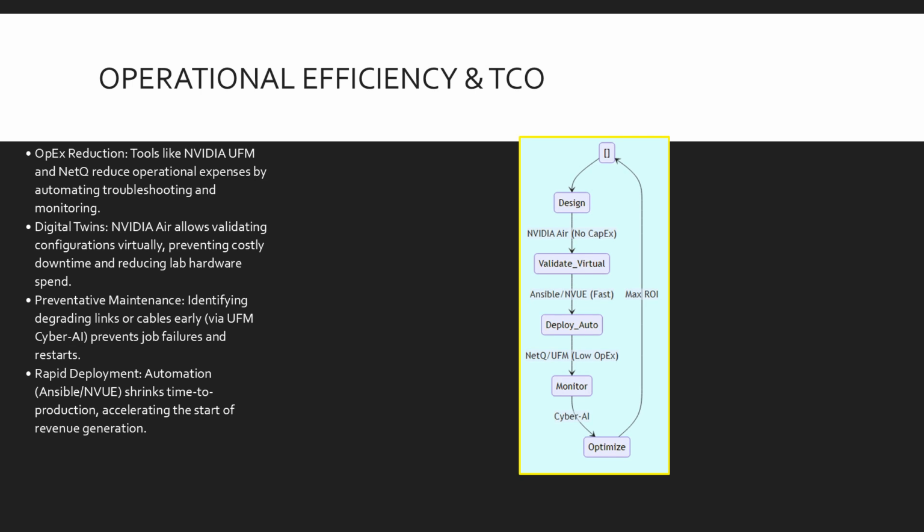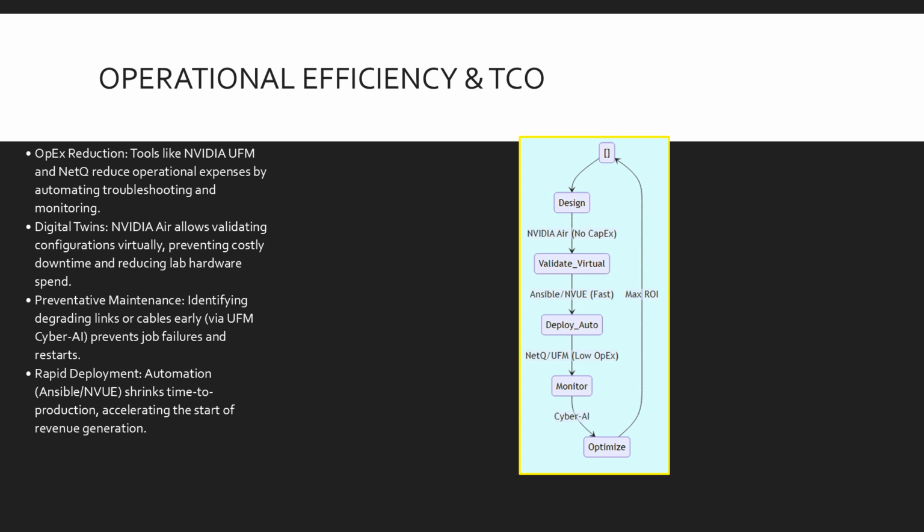Finally, performance per dollar extends to operations, OpEx. It's not just about buying hardware, it's about keeping it running. Platforms like NVIDIA UFM and NetQ drastically reduce troubleshooting time by pinpointing issues like what just happened in real time. We can also lower CapEx using NVIDIA Air to create a digital twin simulating networks to validate changes without buying expensive lab gear. Furthermore, active tools like UFM Cyber AI detect failing cables before they kill a job. By automating deployment with tools like Ansible and NVIEW, we reduce time to production, meaning your infrastructure starts generating value sooner.